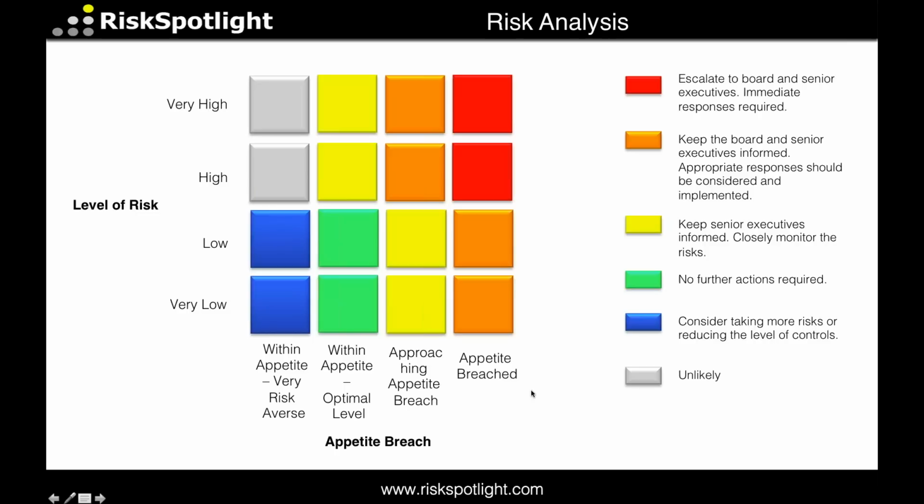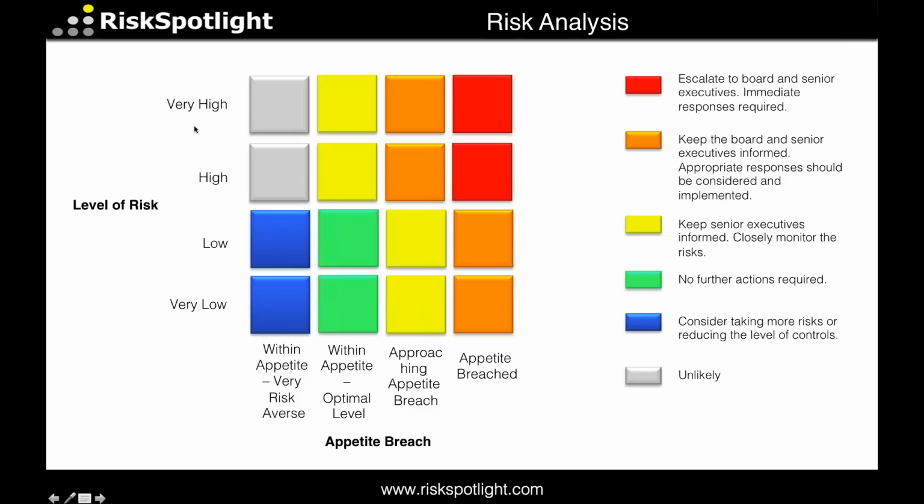So what you would get is a scale or a heat map like this if you had done the level of risk and the appetite breach. And then at each intersection of those two nodes is where you see some information. Now you can decide which risks we want to escalate to our senior management and to the board. If the risk level is very high, and if the appetite has been breached, then those are the risks we want to escalate to the board.